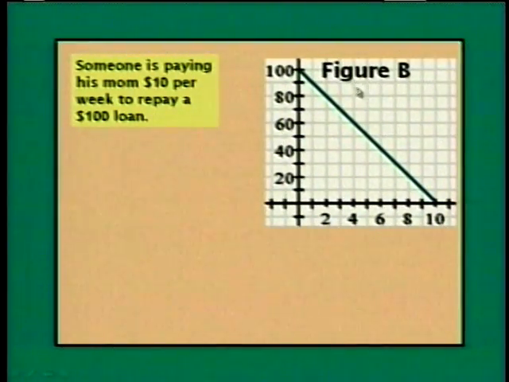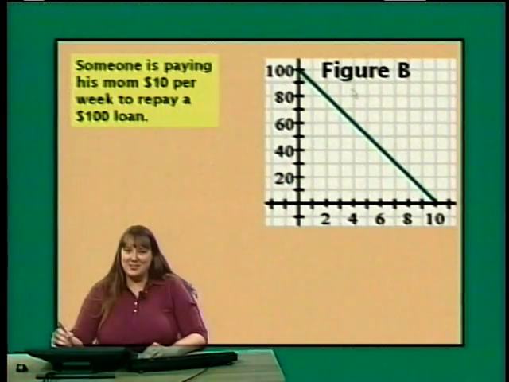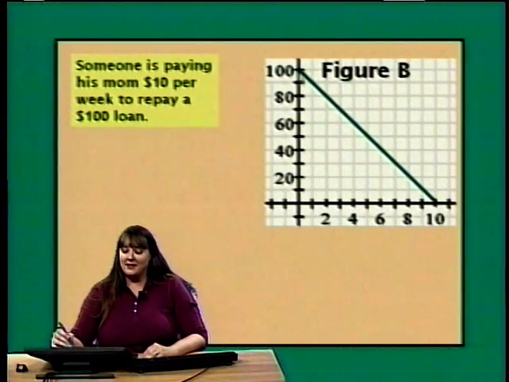We can also talk about the slope of the graph. The slope of this graph is negative $10 per week. Looking at the graph, negative 10 we can say is a rise of negative 10 and a run of 1. So starting at the vertical intercept 100, we would go down 10, right 1. That works on this graph.